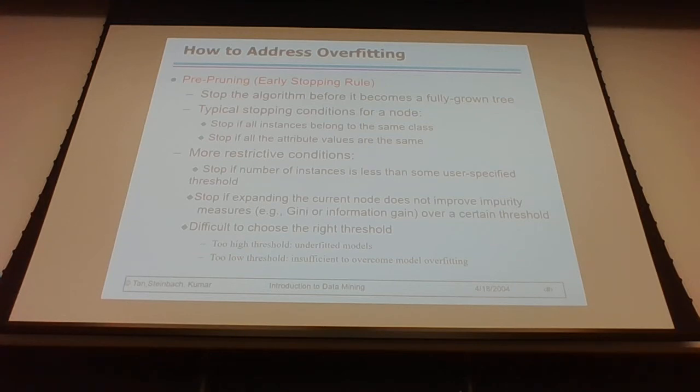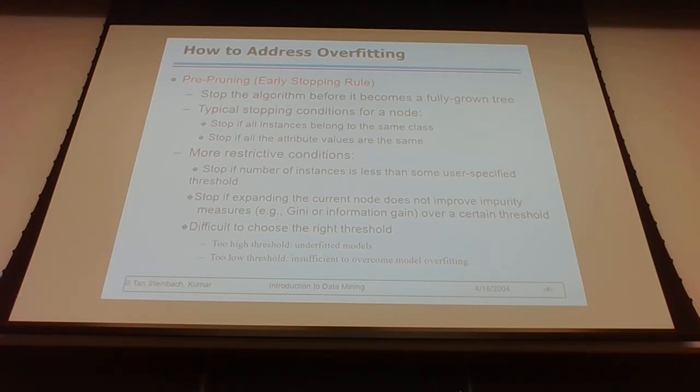But you can have more restrictive conditions. For example, stop if the number of instances is less than some user-specified threshold, which means you get to a node where the instances are less than 10. You have that threshold of 10. You will not split any node with less than 10 instances. Whenever a node arrives at 10 instances, even if it's pure or impure, don't care. Stop, don't split it. So that is one way you can do it.